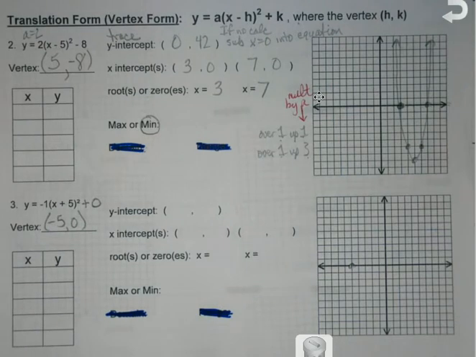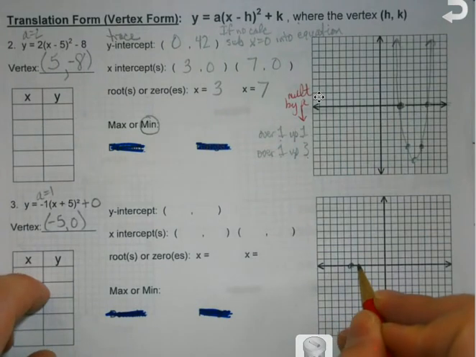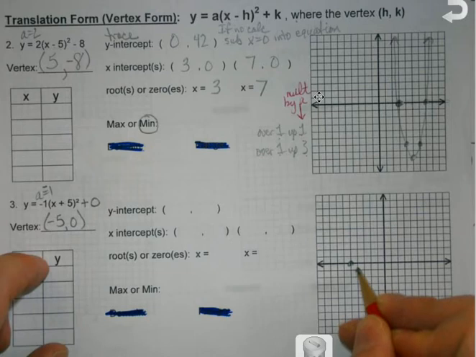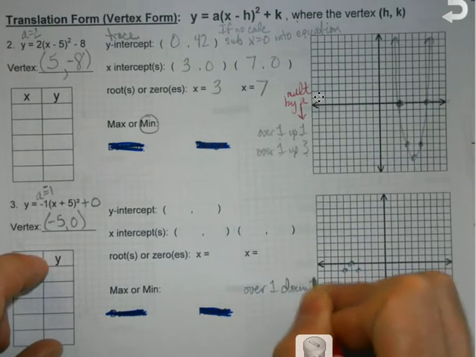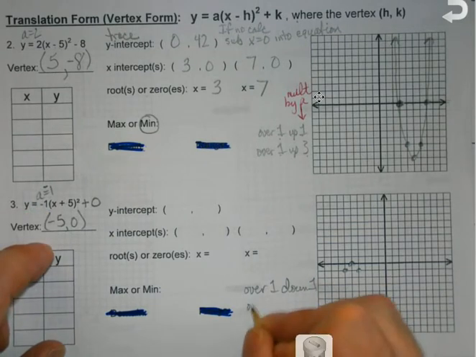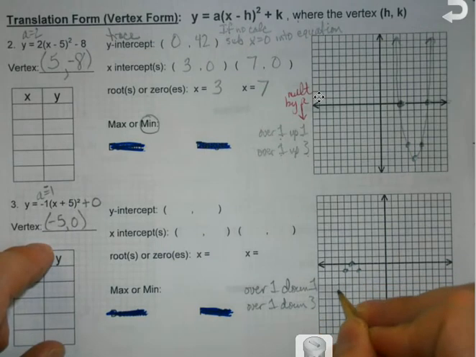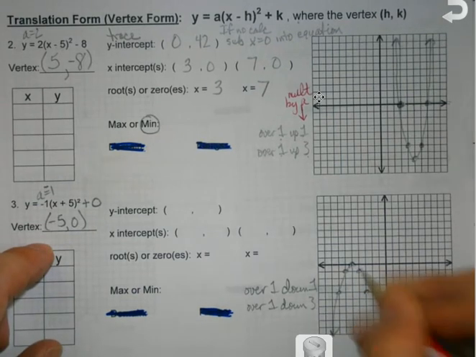Then, when I go to graph, I've got to look at that value in front again and remember my pattern. So it's over 1, but my a value is negative this time. So over 1 and down 1. That's all because of that value in front, my a value being negative. And then over 1, down 3. And I can connect the dots.